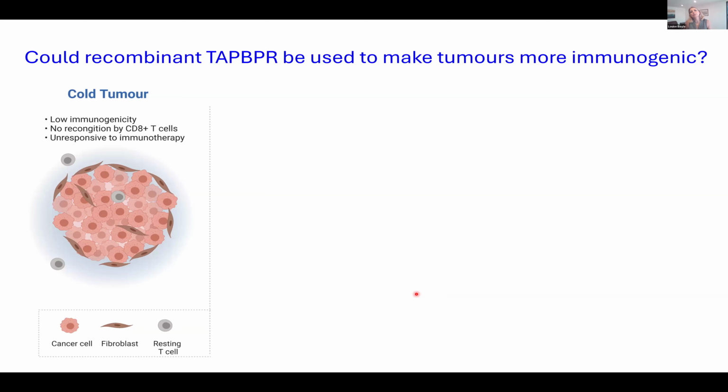So this got us wondering whether recombinant TAPBPR could be used to make tumours more immunogenic. And we're particularly interested in so-called cold tumours, which have low immunogenicity and therefore are not recognised by CD8 positive T cells. And this makes these tumours unresponsive to immunotherapy.